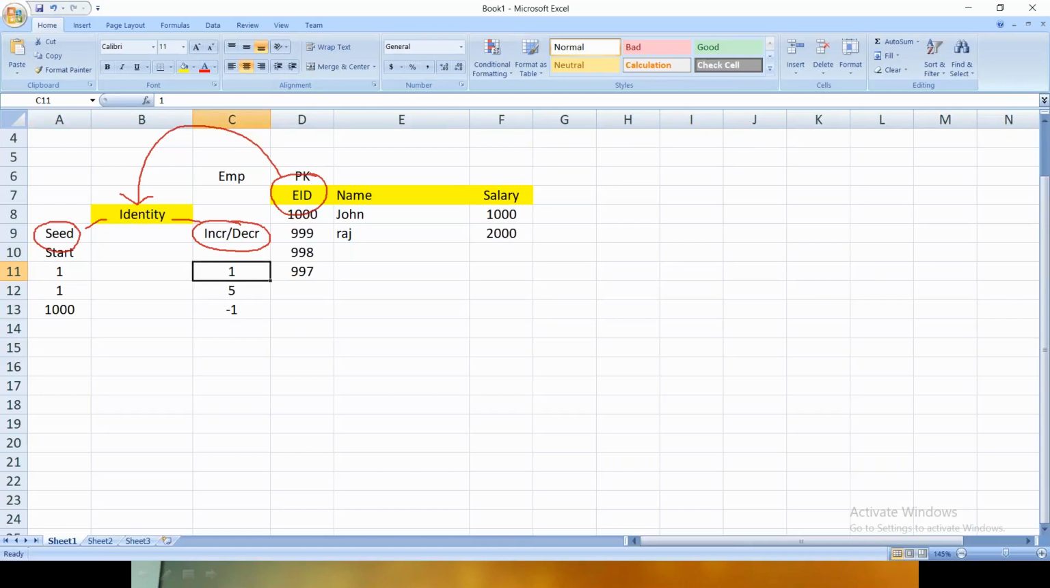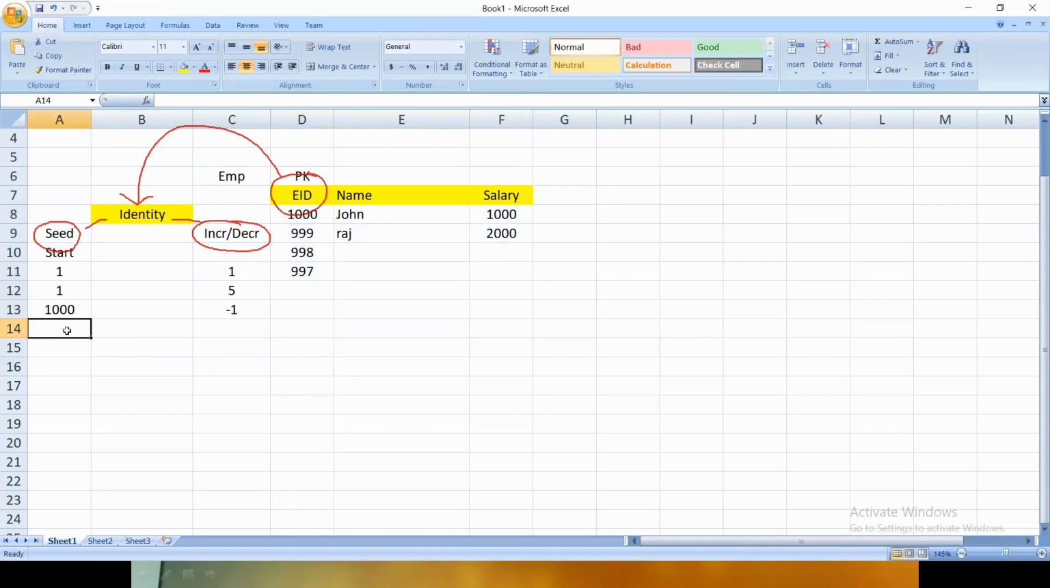Only one identity column we can have per table. So only on the integer columns we can create the identity. Identity means what? Automatically the numbers are going to be inserted by SQL Server. You need not insert the data in it. So you will take care of the other columns. This is automatically will get inserted.